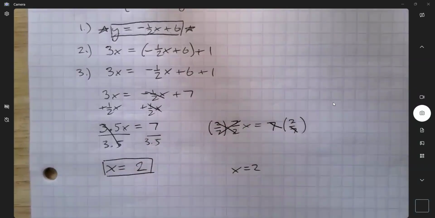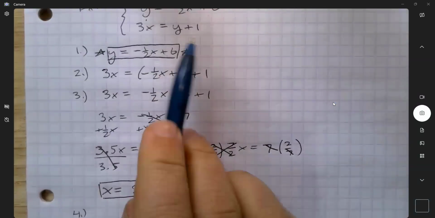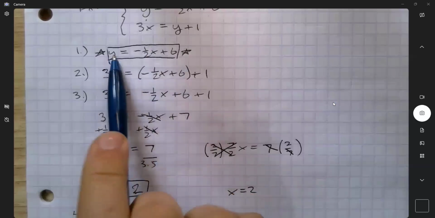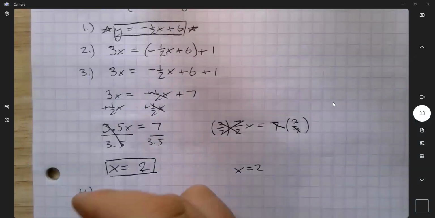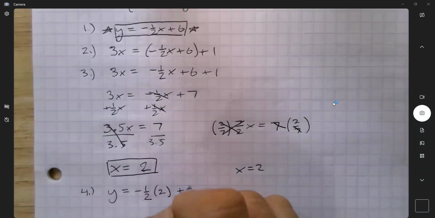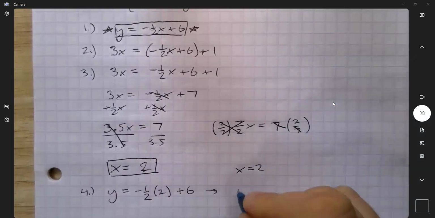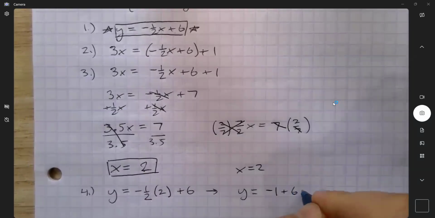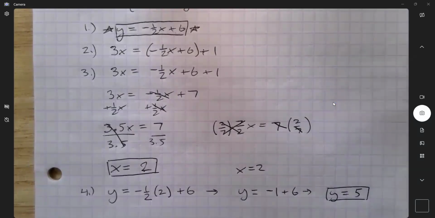So there's the solution for one of my variables. Step 4 is to plug that solution into my starred equation, because that's the simplest way to do it. Y equals -1/2, x is 2, and then we add 6. I'm going to do it here on one line so it fits. That is y equals -1 plus 6, so y equals 5. There's my second solution.